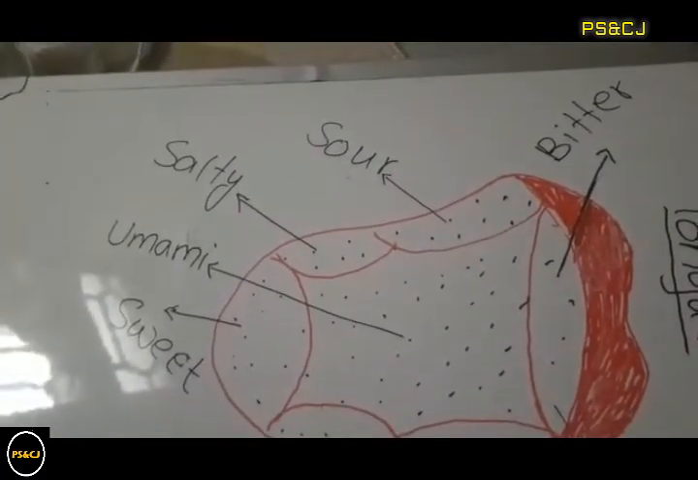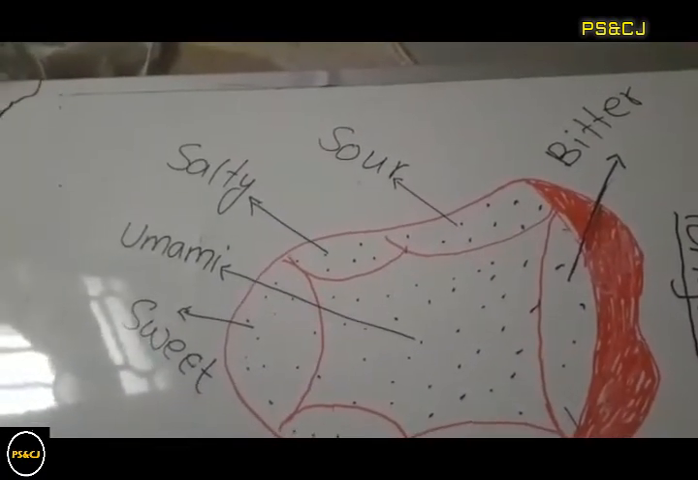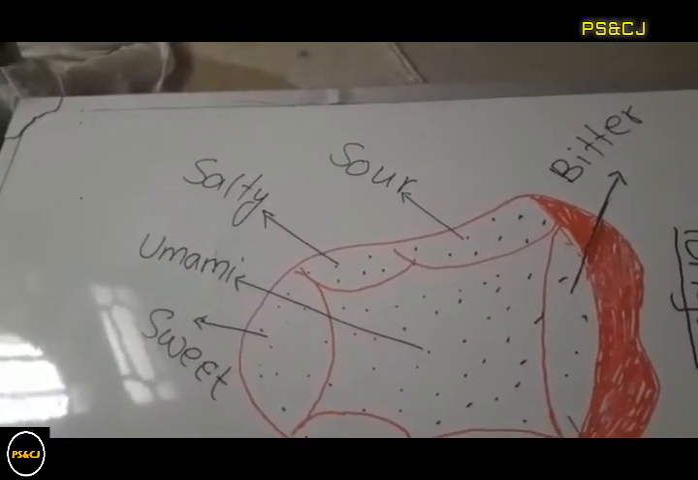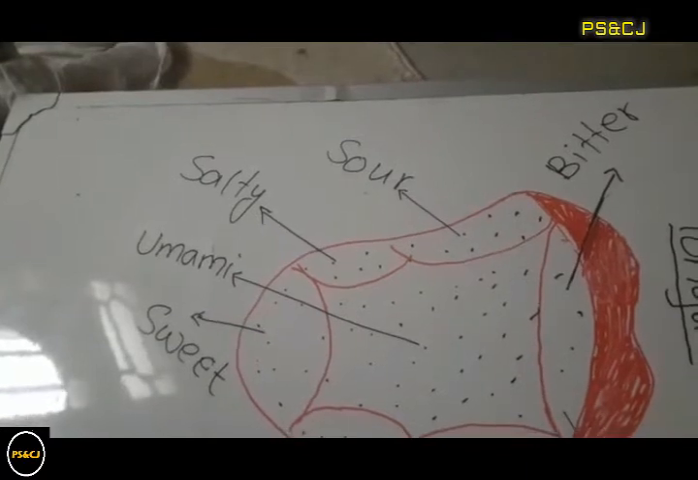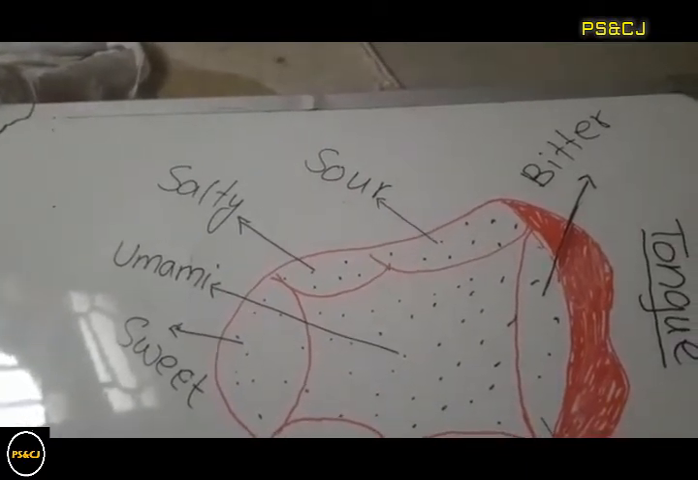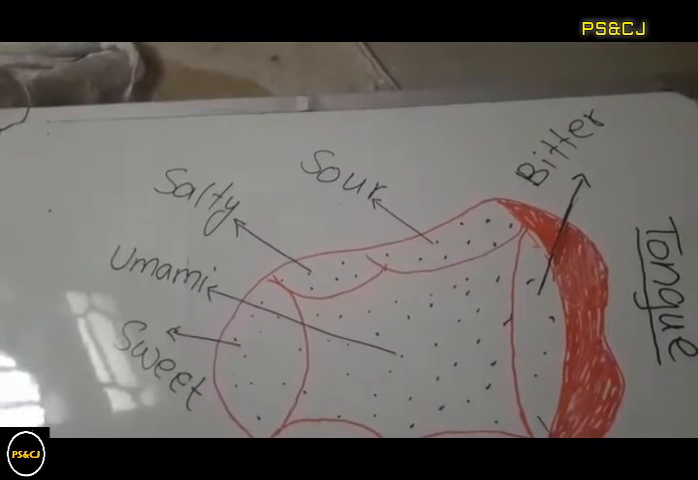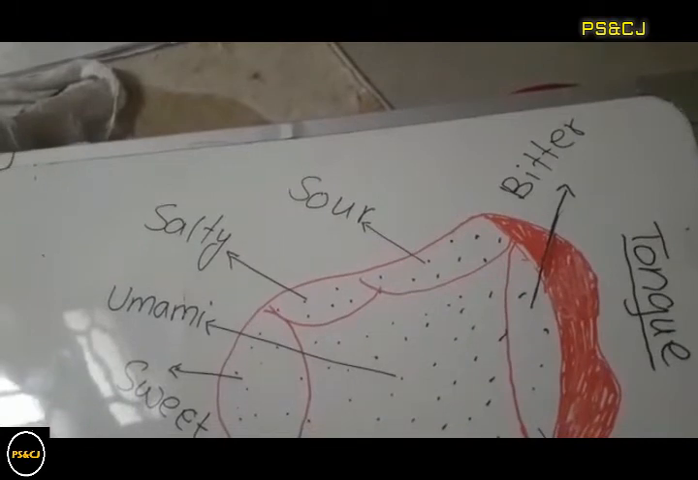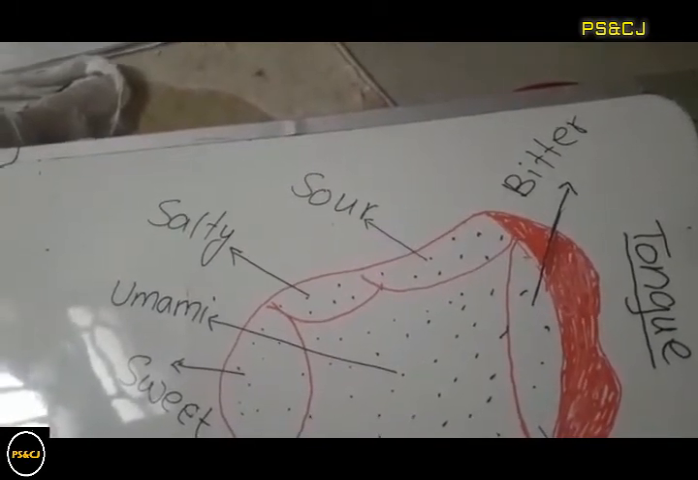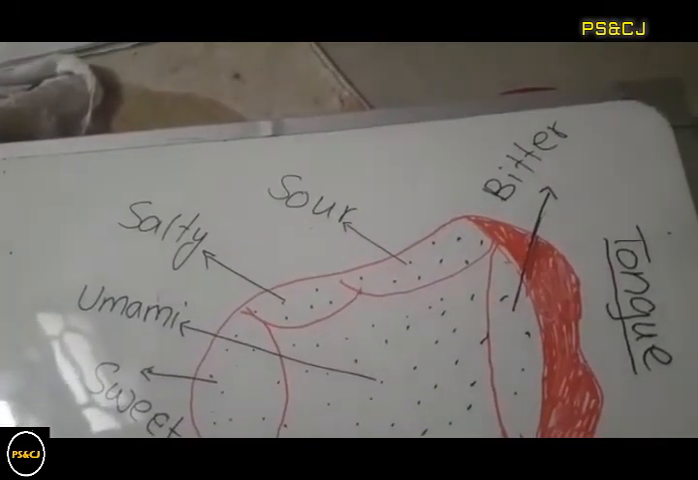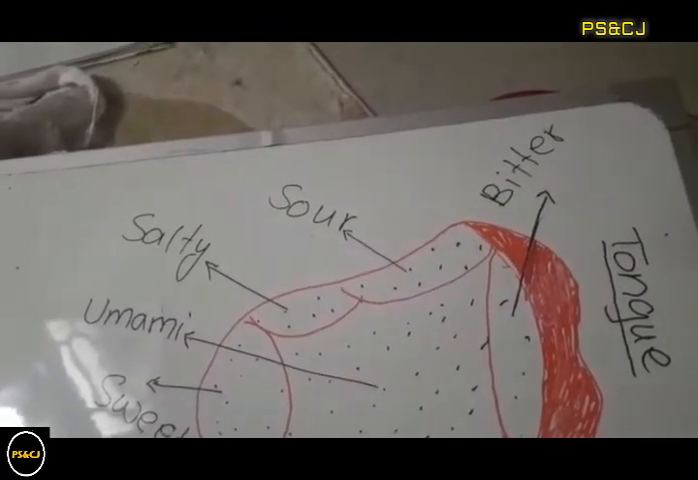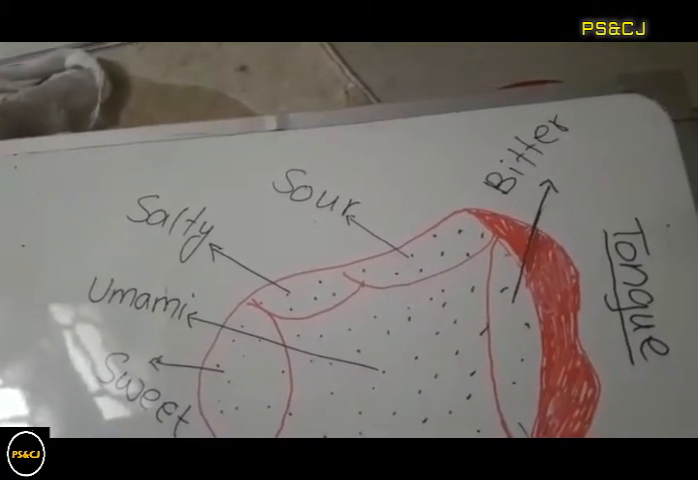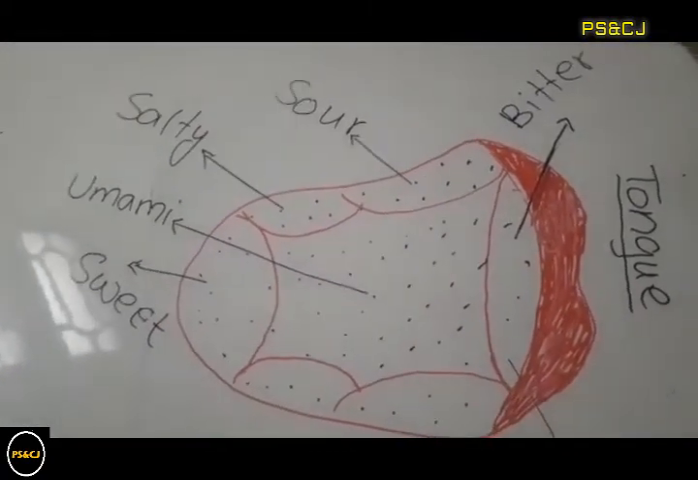So the five types of taste, our tongue is responsible to taste different types of tastes. The surface of our tongue has many tiny bumps on it. So it shows the black colors, shows the bumps. These are called the taste buds. These taste buds take the messages, and these messages are sent to our brain through the sensory nerve, which tells us which taste we are tasting.